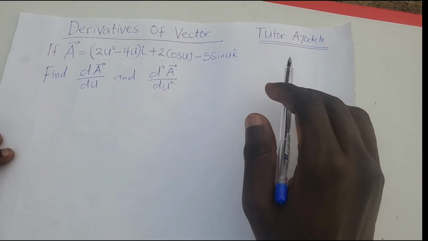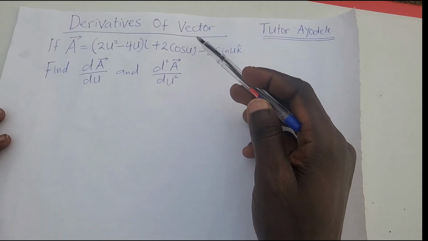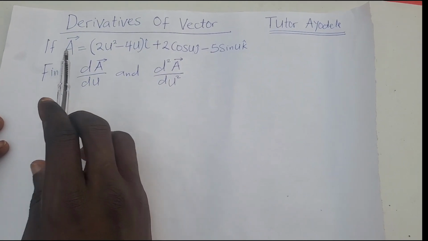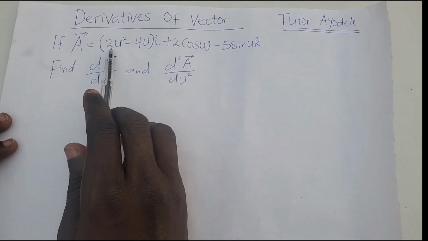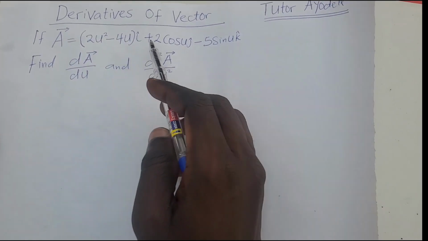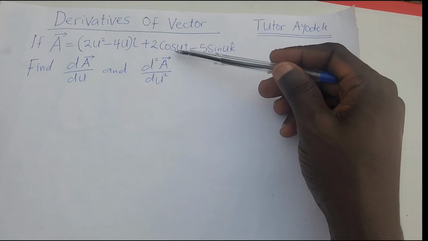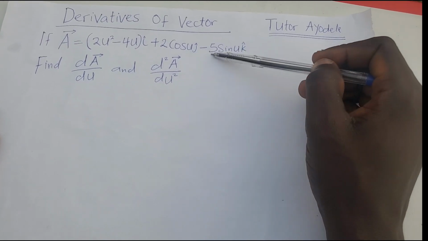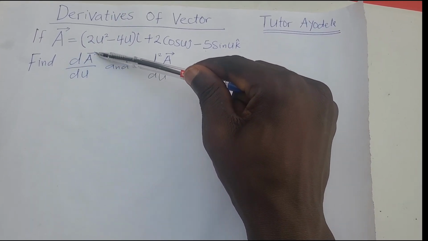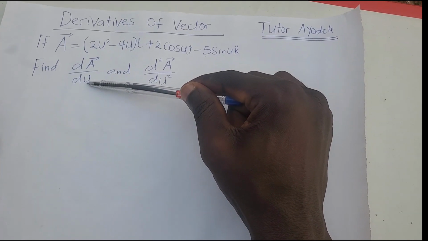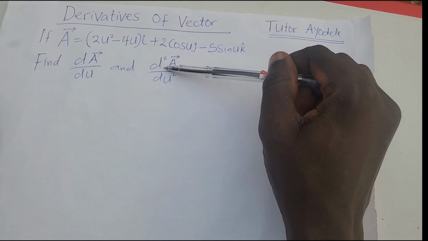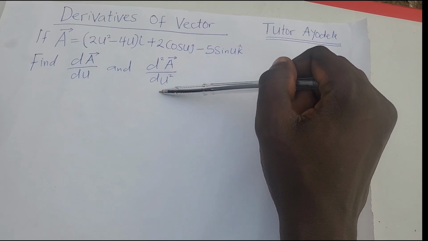In this class, we'll be solving this problem under the derivative of vector. The question says, if vector A is equal to (2u squared minus 4u) i plus 2 cos u j minus 5 sin u k, find the derivative of vector A with respect to u, that is dA/du, and the second derivative as well of vector A with respect to u.